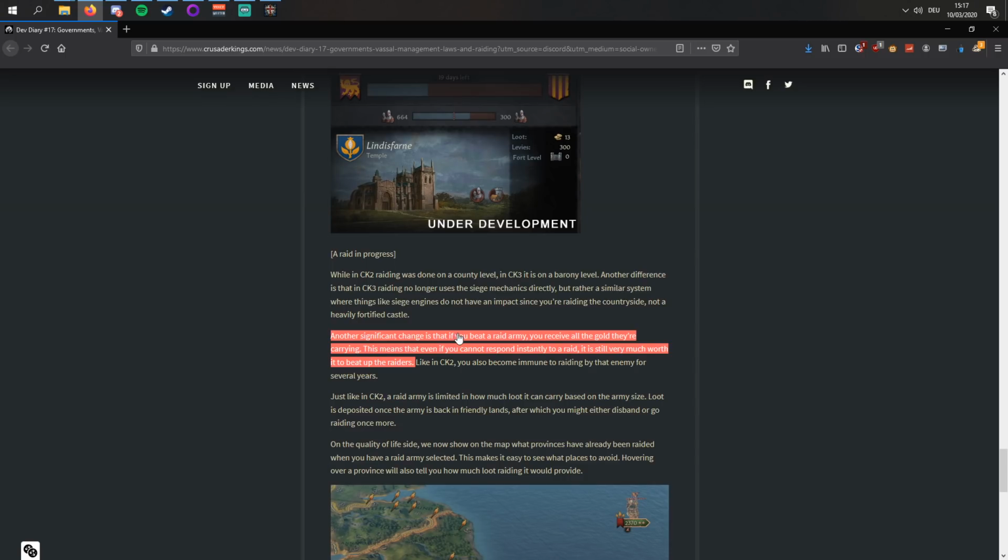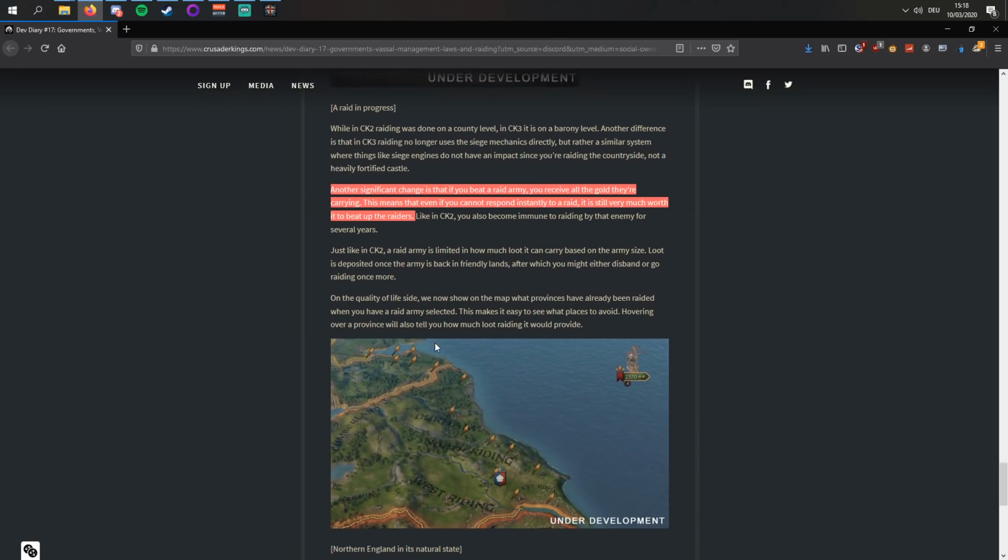Another significant change is that if you beat a raid army, you receive all the gold they're carrying. This means that even if you cannot respond instantly to a raid, it is still very much worth it to beat up the raiders. Hold me, because they have reached the perfection of raiding, as far as I'm concerned.